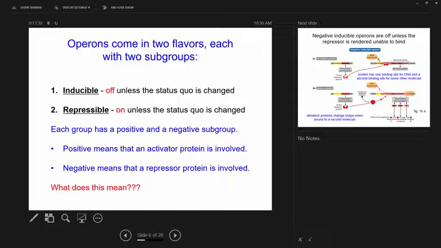Then with each of these two, there is a positive and a negative. So there's going to be positive inducible, positive repressible, negative inducible, negative repressible. But instead of trying to memorize all those four, memorize what inducible and repressible are, and then memorize what positive and negative means. So positive means that an activator protein is involved, a protein that's going to turn something on. Negative means that a repressor protein is involved. So positive activator, negative repressor, that's easy to remember. And the other two are easy to remember too. So what the heck does all of this mean?